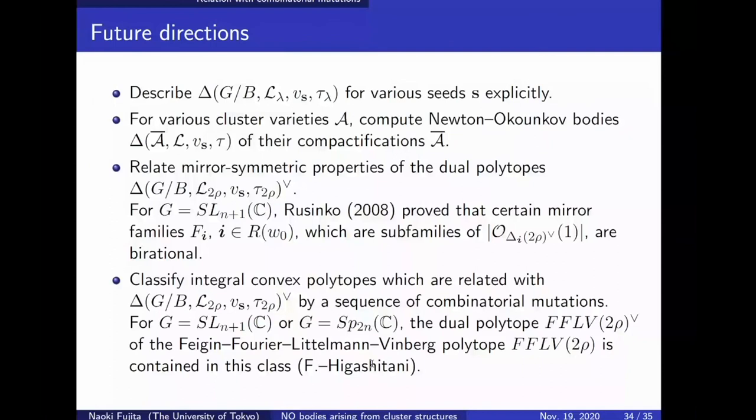Finally, let me summarize some future directions. First, I would like to describe the Newton-Okounkov body of G over B associated with V_S explicitly. This family contains string polytopes and Nakashima-Zelevinsky polytopes, but there are so many other seeds. And I would like to know what kind of polytope appears in this form.